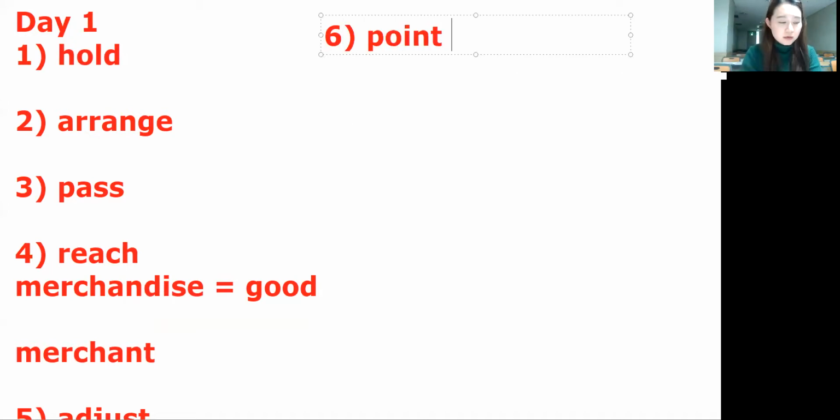Point. It's another easy word. So I do some pointing. I'm pointing at you. I'm pointing to the wall, something like that. Let's move on. Number 7, load, L-O-A-D.